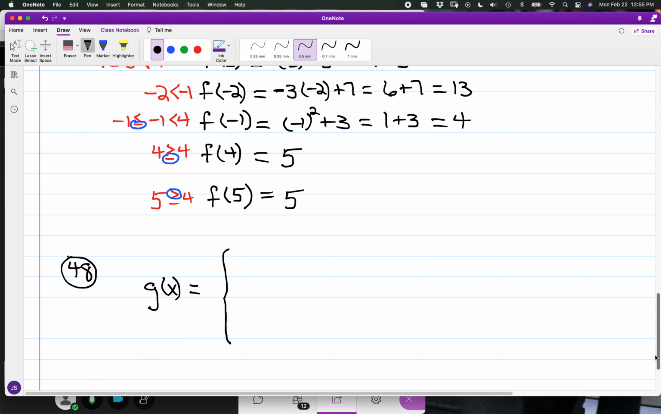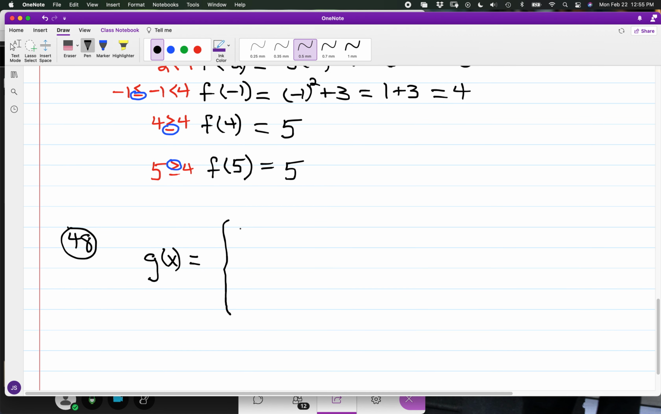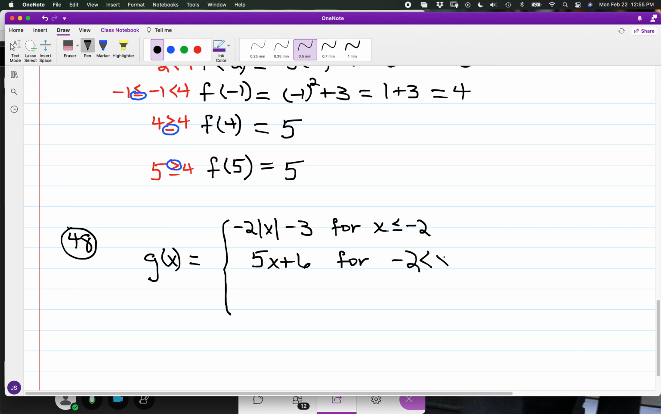Okay, so for g of x, at the lower end, we have y is equal to -2 times the absolute value of x, followed by the subtraction of 3, for those values of x that are less than or equal to -2. And for the next layer, y is equal to 5x plus 6, for those values of x that belong to the compound inequality where -2 is less than x, which in turn is less than 3.